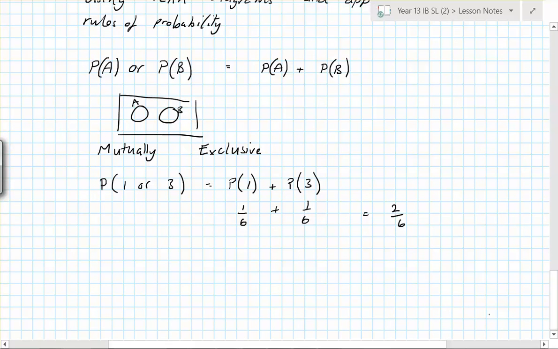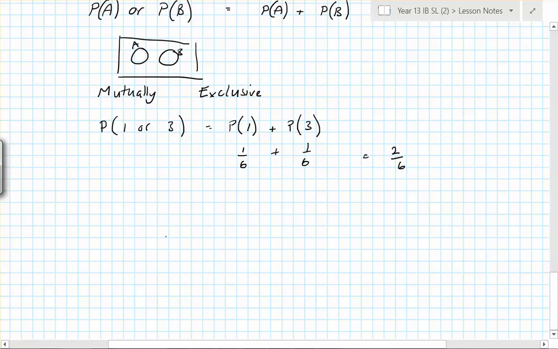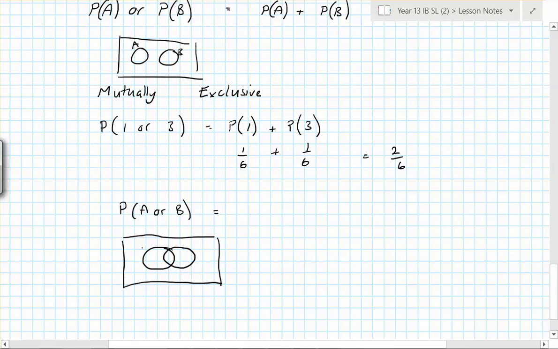However, using Venn diagrams explains the next thing quite nicely. If they're not mutually exclusive, what's the word? So if we say probability of A or B again, but they're not mutually exclusive, is when we have this situation with a Venn diagram. We have an overlap. Not mutually exclusive is when two things can happen at the same time.